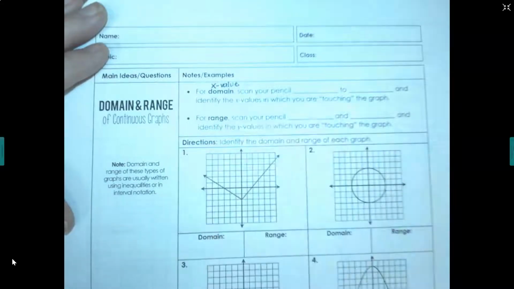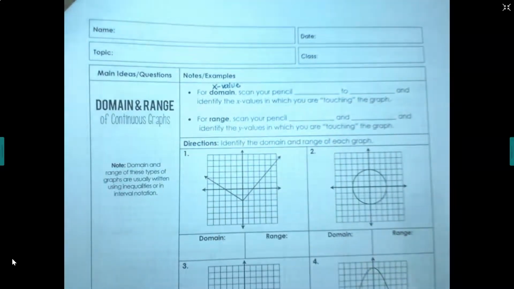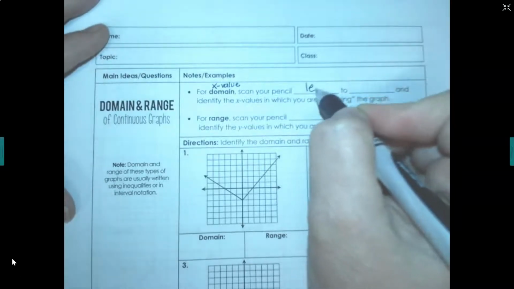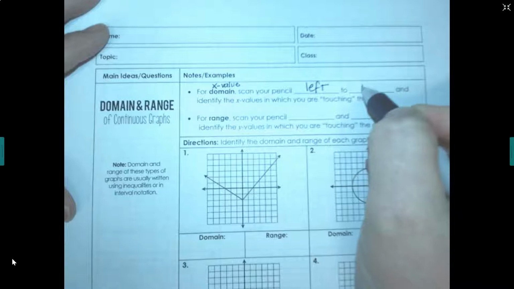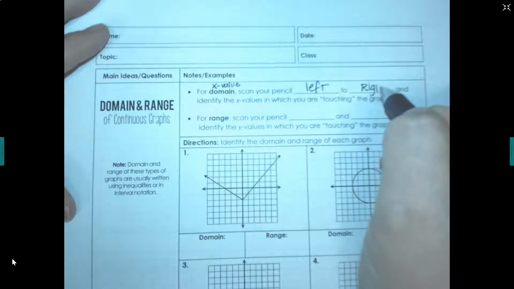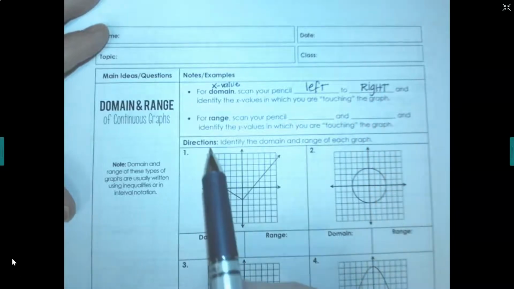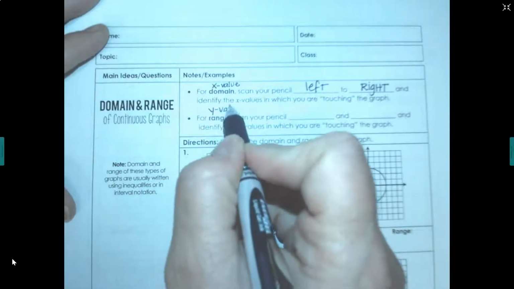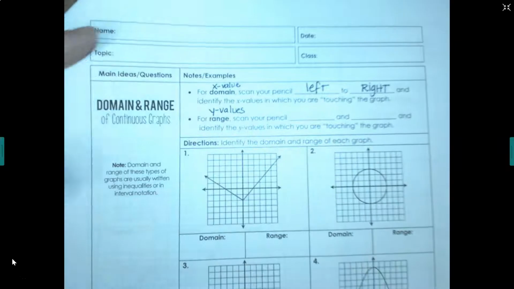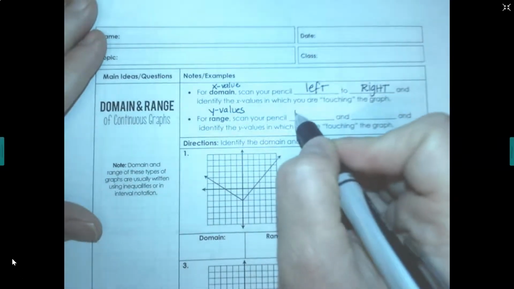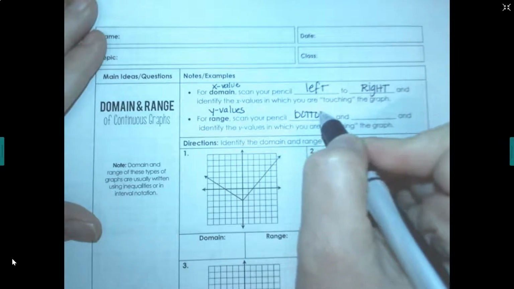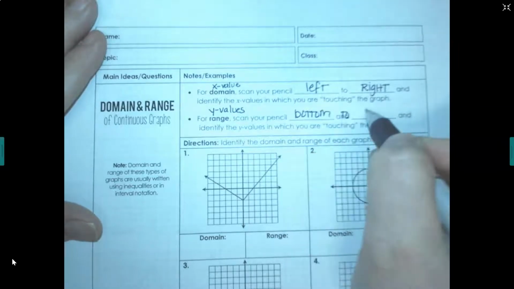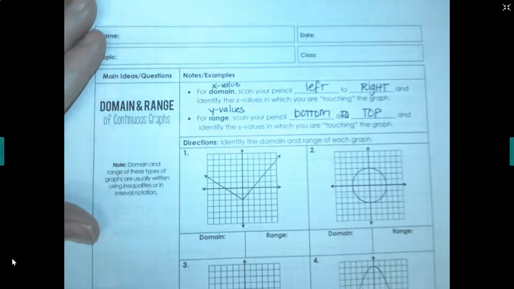Now, quick review, remember your domain is an x value. So when we're writing our domain, remember we always want to have the smallest number to the biggest number. So you're going to read your graph from the left to the right. Okay. Now for the range, your range are your y values. If I want to put these in order, smallest y value to largest y value, that means I'm going to have to start reading at the bottom of the graph. So we're going to read from the bottom to the top of the graph.